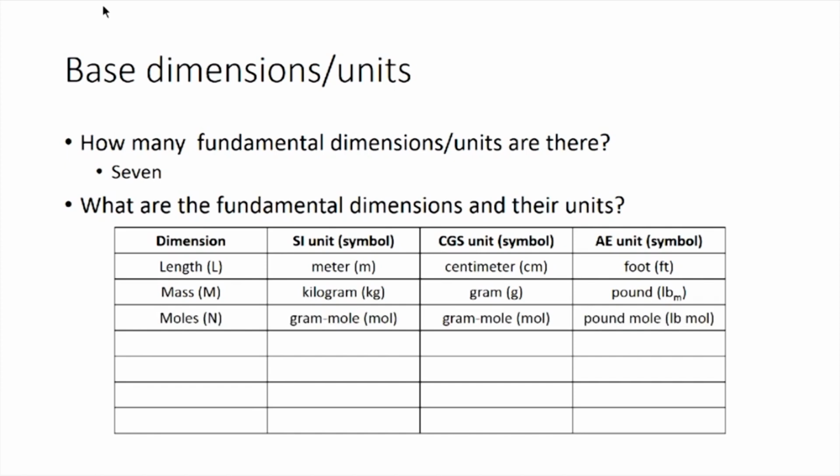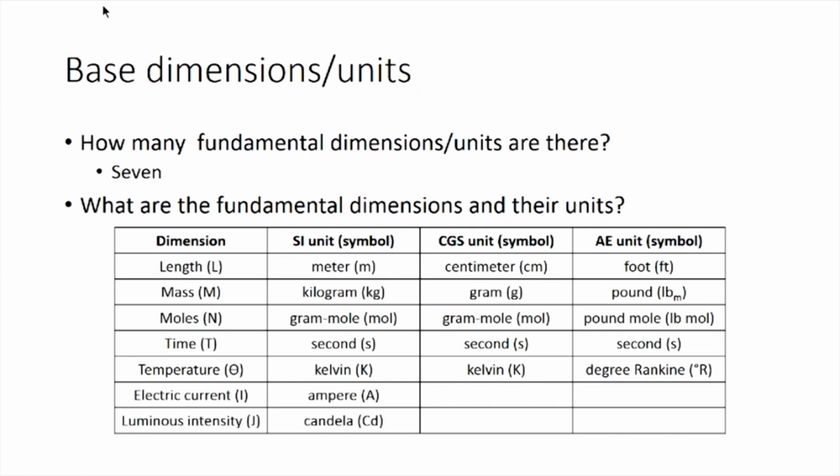Moles, which is the amount of substance, is measured as gram moles in SI units and CGS units, and as pound moles in American engineering units. Time is measured as second in all the 3 unit systems. Temperature is measured as Kelvin in SI and CGS units and as degree Rankine in American engineering units. These are the 5 fundamental dimensions and systems which we keep using throughout this material and energy balance course. In addition to these 5, you also have electric current and luminous intensity, which are measured as ampere and candela in the SI units. We will not be using these 2 dimensions for this course.